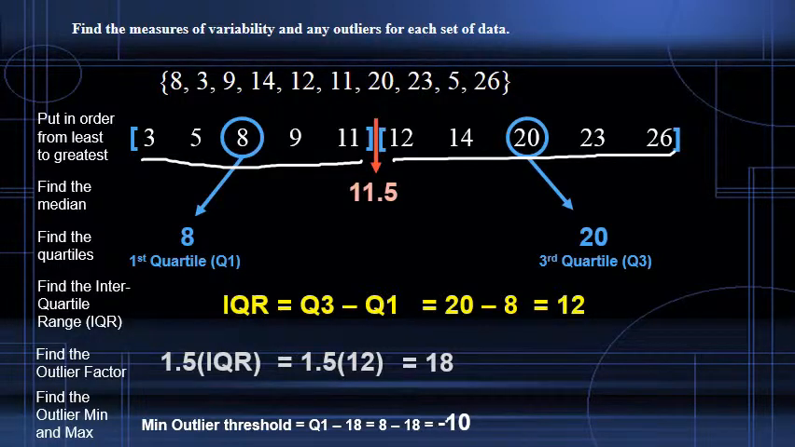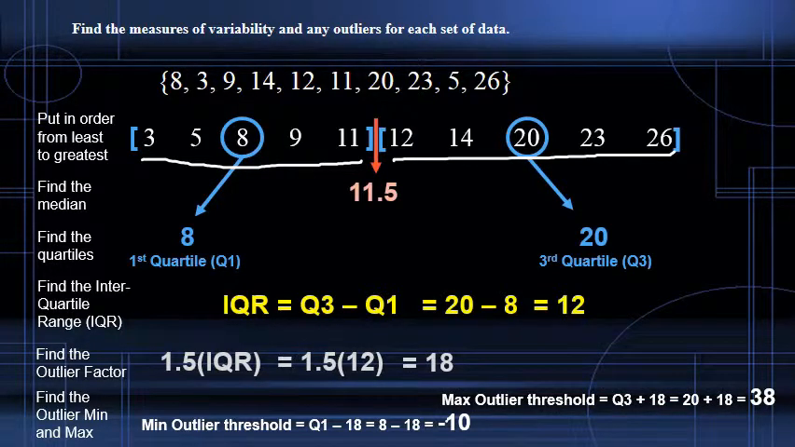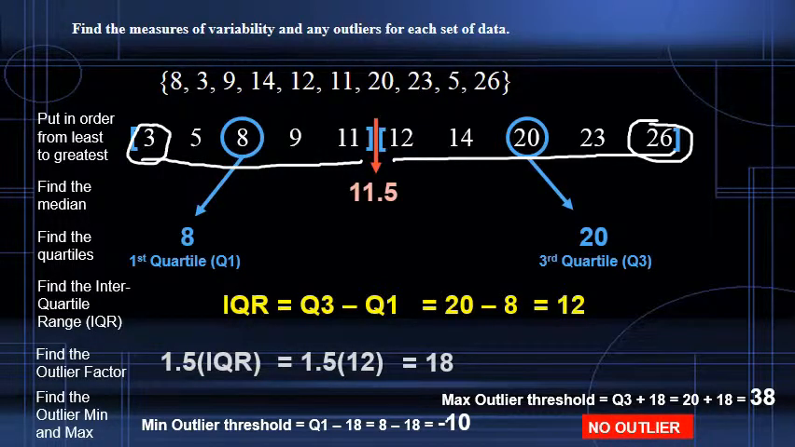Our upper threshold is going to be Q3 plus 18, or 38. 20 plus 18 is 38. We basically do not want a number that's lower than negative 10 or higher than 38. Since neither one of our numbers is in the outlier area, all of these numbers are within the safe area, we therefore can conclude that we have absolutely no outlier here.